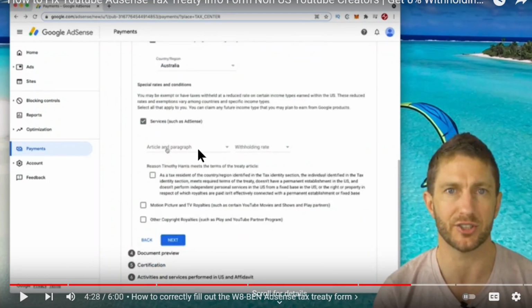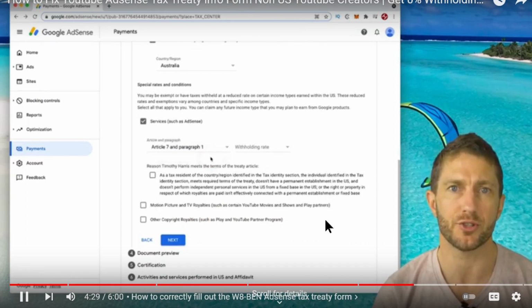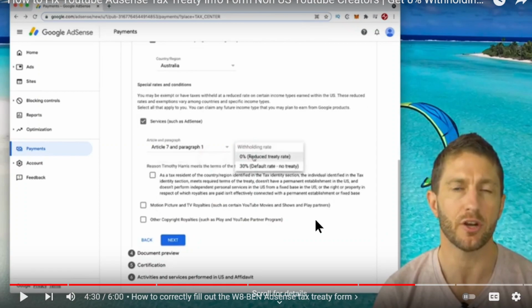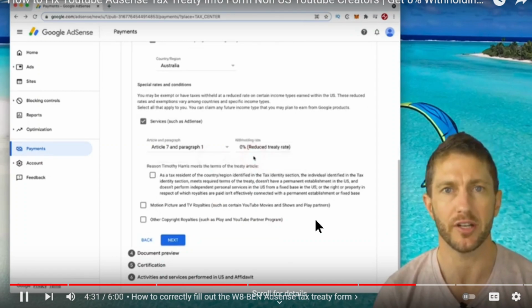Okay, let's check. But here it shows something 7. Let's see again. Australia. So make sure you choose the reduced treaty. Reduced treaty rate. It chose 0%. Right here. See, it wasn't specific. Reduce the 0%, not the 31.